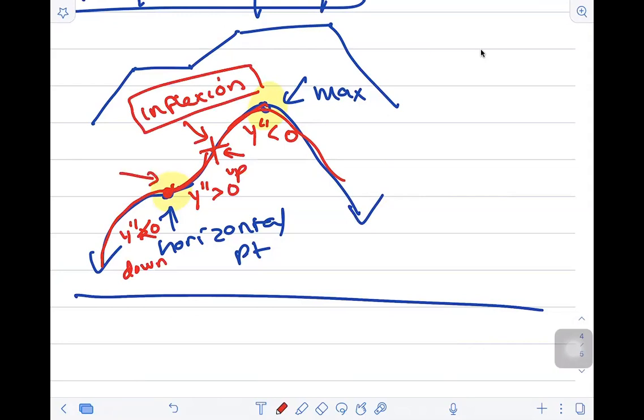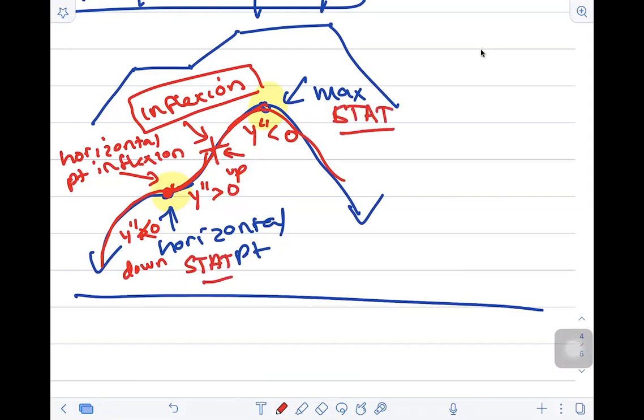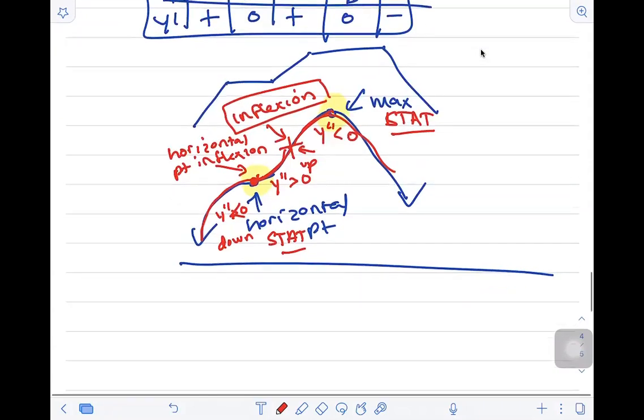This one is an inflection, but it's a special type, and that's why it's called a horizontal point of inflection. It's a special type because it is also a stat point. This one's a stat point as well, but it is not a horizontal point of inflection.